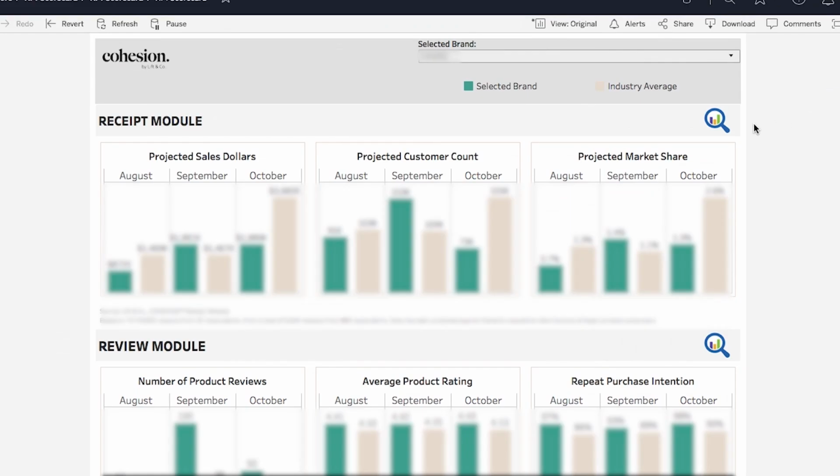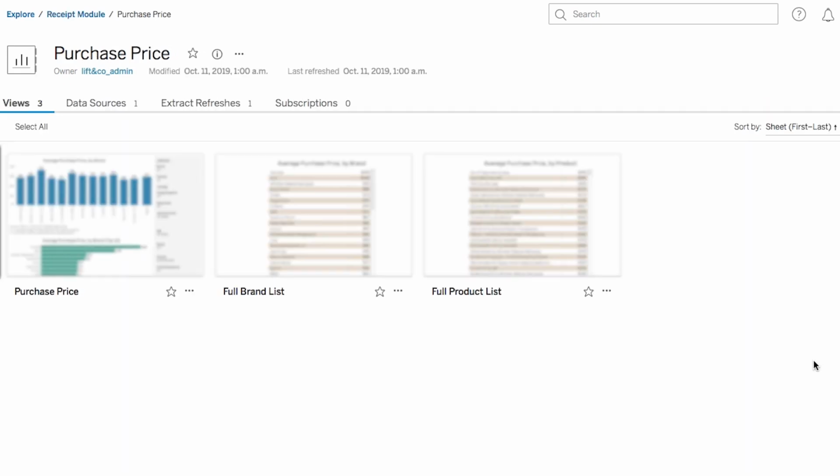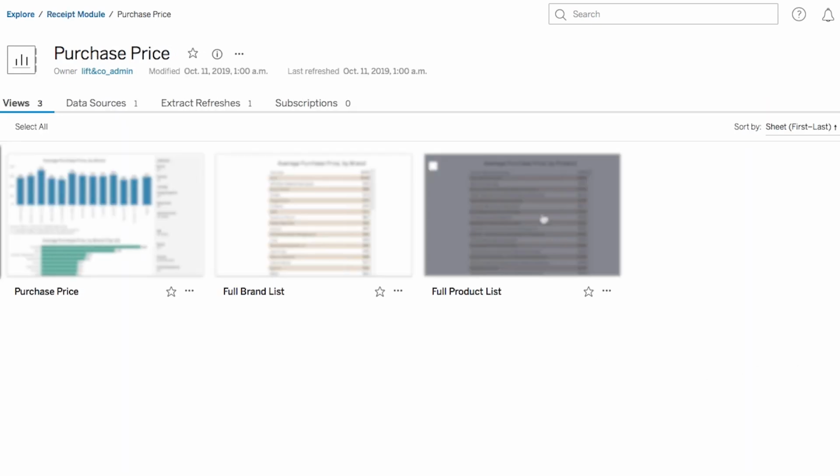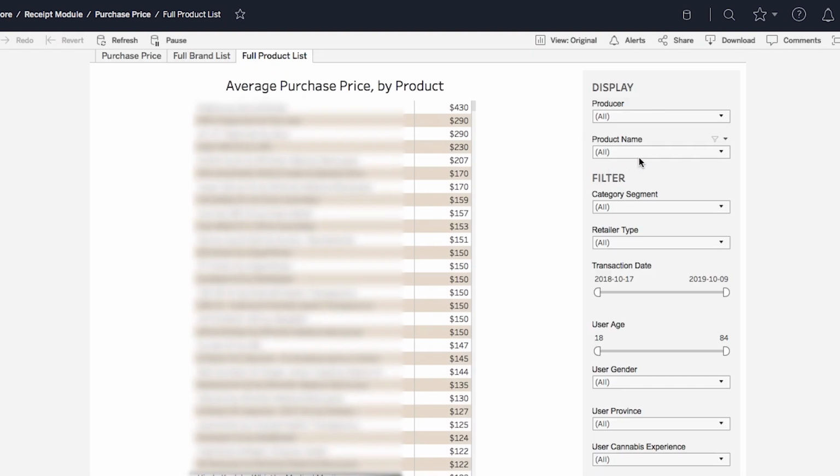Here's a Cohesion dashboard. We're going to start by taking a look at the receipt module. In the receipt module, we can uncover what price stores are selling your product for. So we'll go over to purchase price, and we'll take a look at the full product list. If you wanted to look at specific products to compare against yours, you could select them here. This is where you could see if your price is higher or lower than your competitors.